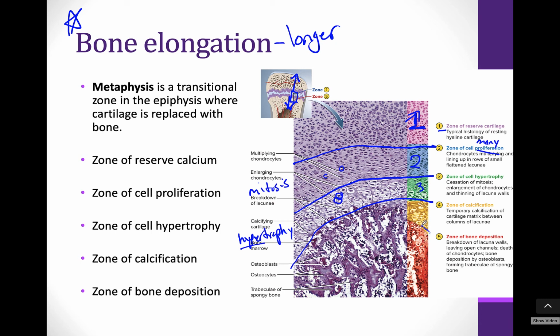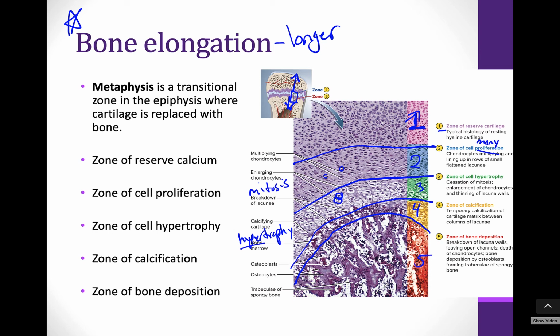And then we've got this zone of calcification here. So this is zone 4. And what happens here is these large cells are going to start to die, but before they fully die, they're going to calcify and harden. And so that's going to preserve their shape so that when they die, they have some support for the cartilage.